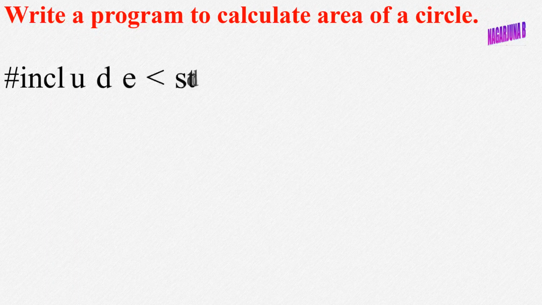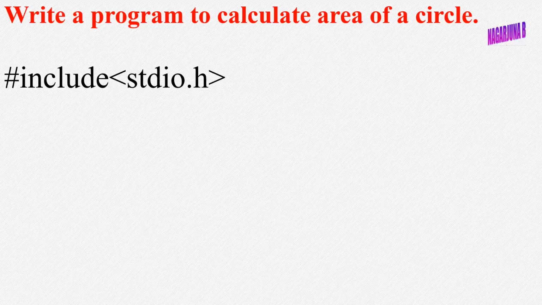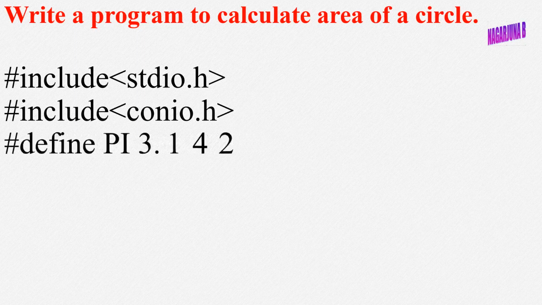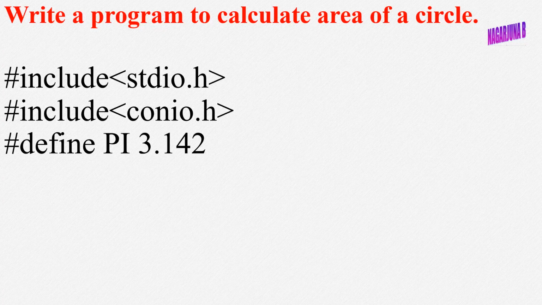Write a program to calculate the area of a circle. The formula is area = pi r square. Then write the header files, #include <stdio.h> and #include <conio.h>. I require a symbol pi, and I will declare that by using #define PI 3.142. It is a symbolic constant, that means wherever I write pi, that will be replaced with the value 3.142. And void main().